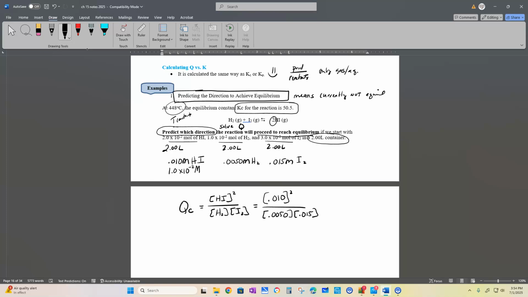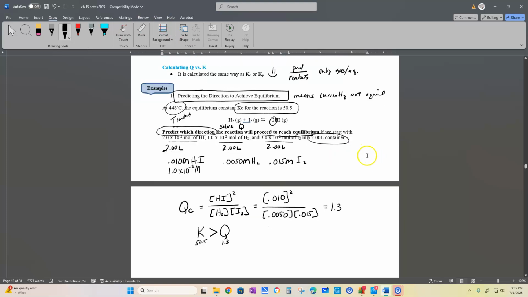I'm going to tackle the numerator first, 0.010, and we're going to square it. And then remember, you have two numbers on the bottom, so you have to divide by 0.0050 and then divide again because both values are in the denominator. I only need 2 sig figs, so I have 1.3. Now, I'm not going to box that because it asked me to predict. So what do I know? K versus Q. My K is 50.5, but my Q is 1.3. My K is way greater than that Q.